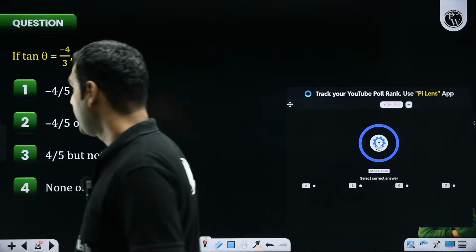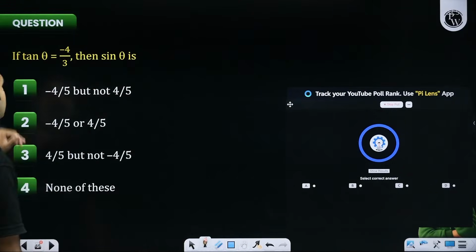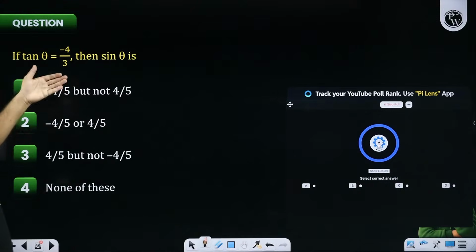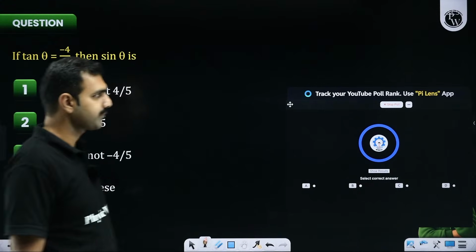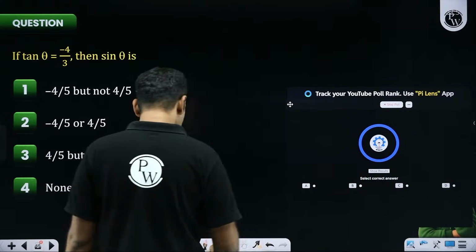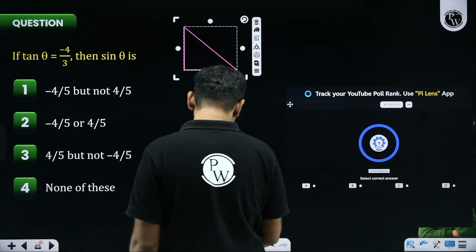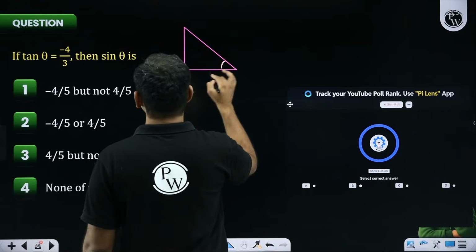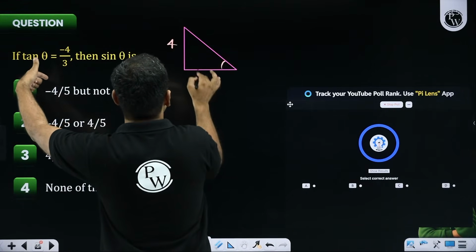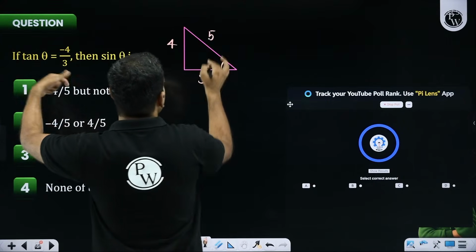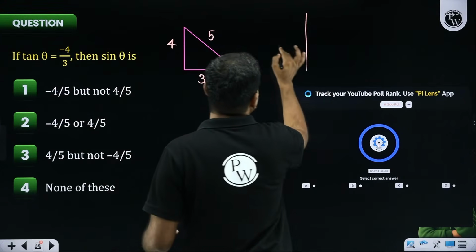The answer which you have written possibly. So it says tan theta is minus 4 by 3. Then sin theta could be what? First of all, I don't know that tan theta is minus 4 by 3, which means which quadrant it could be. First of all, magnitude wise, of course, perpendicular and base. So hypotenuse will be 5. But sir, quadrant wise, I don't know.